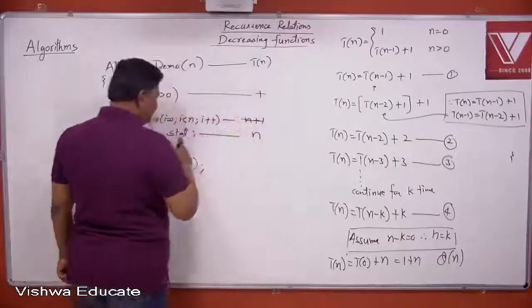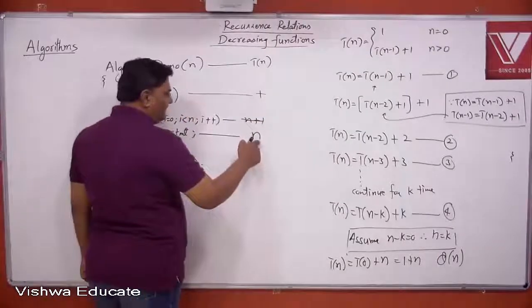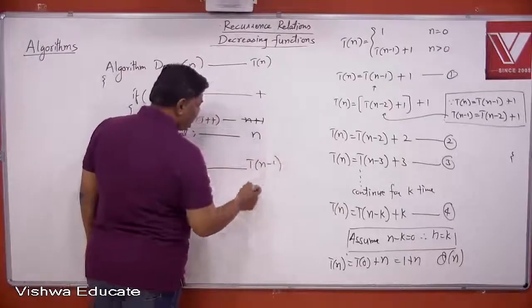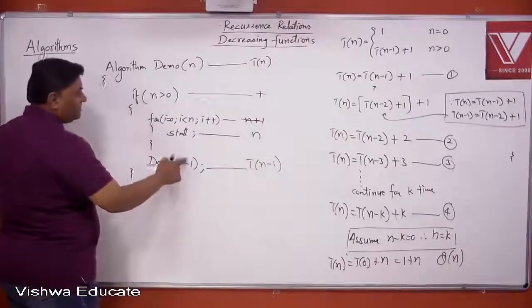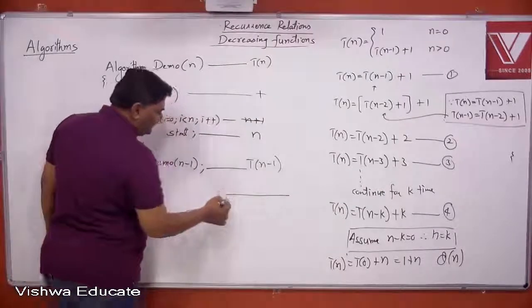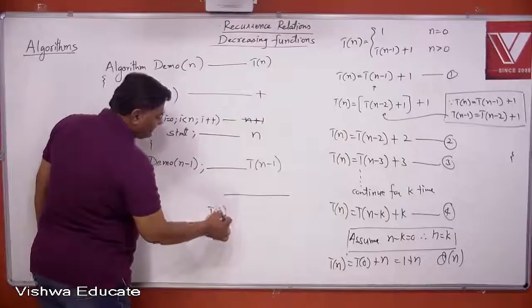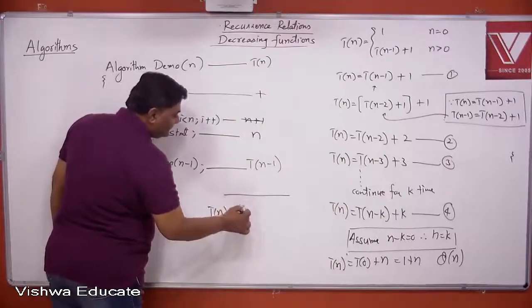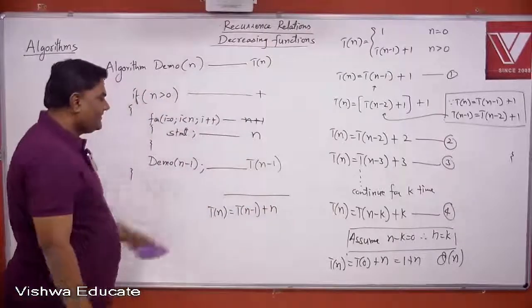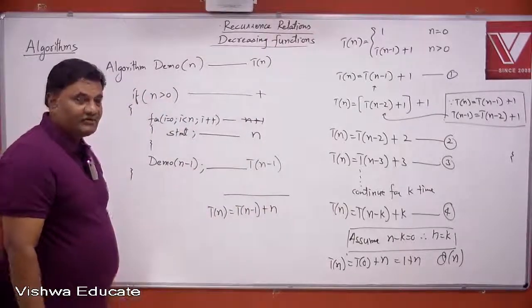So that is the reason I am avoiding these things. So only the statement that we have to focus on, for that I have taken n. Then what is this? T(n-1). That is the T(n). So this is T(n-1). So the recurrence relation is T(n-1) plus n. This is the new recurrence relation we got.